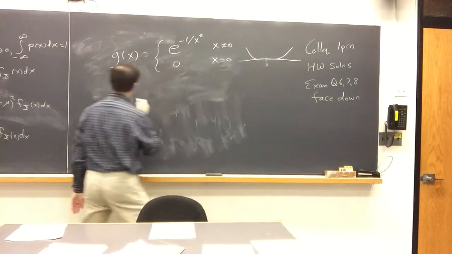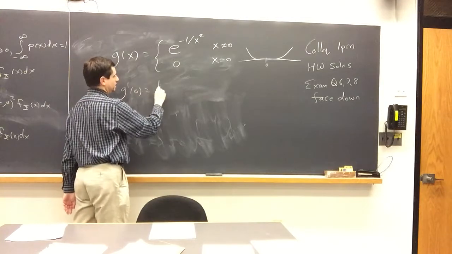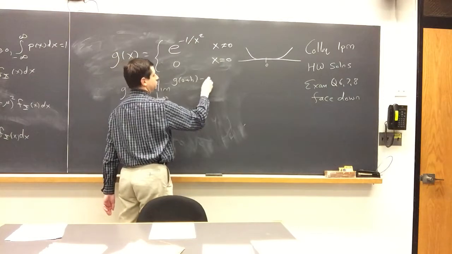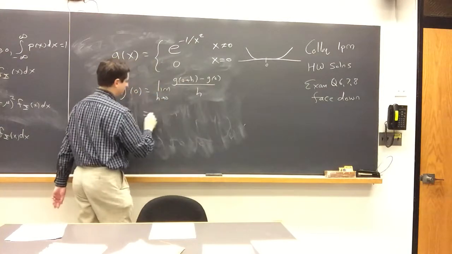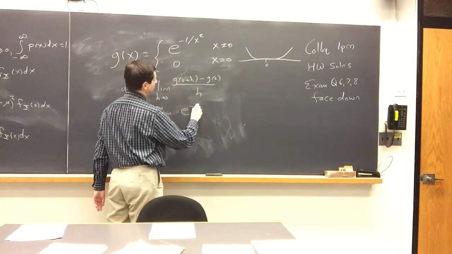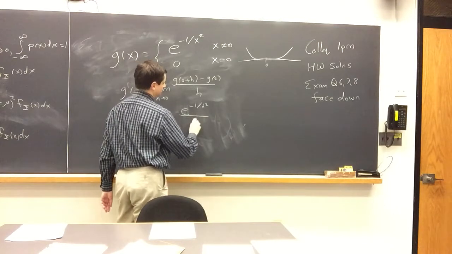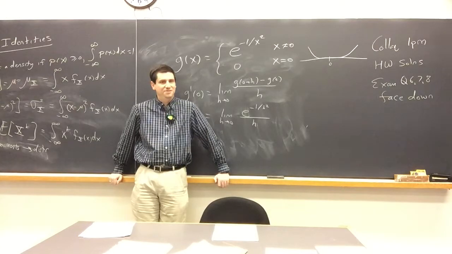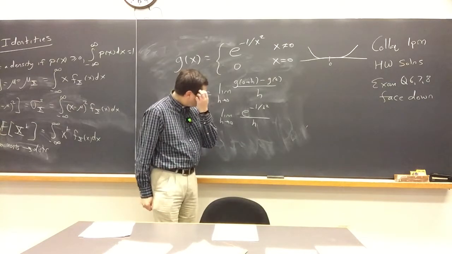So we would have to calculate g prime of 0, which is the limit as h goes to 0 of g of 0 plus h minus g of 0, over h. This is the limit as h goes to 0 of e to the negative 1 over h squared, over h. How do we calculate that limit? Yes, and this time I'm not going to get upset. This is an okay place to use L'Hopital. It's not circular. You know, last time it was circular.